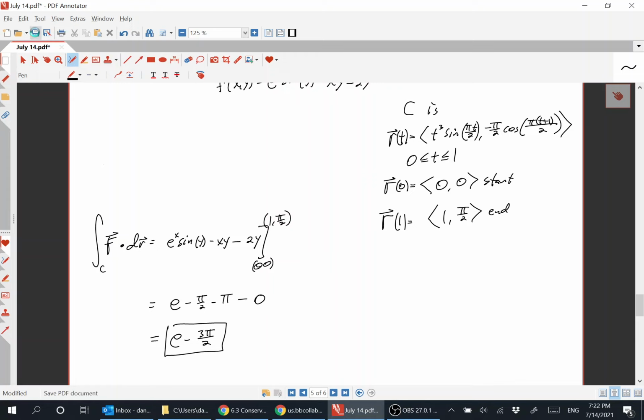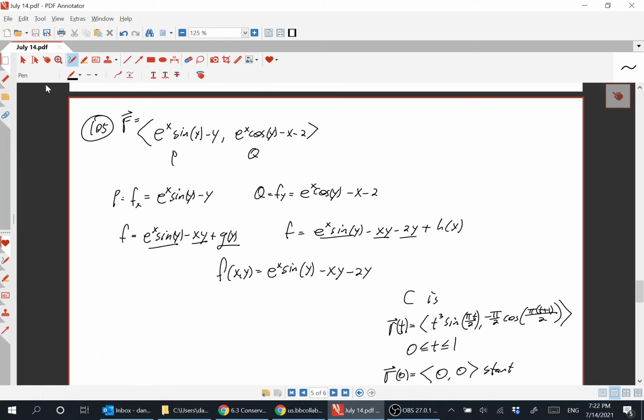So the fundamental theorem of calculus for line integrals, as long as you can apply it, might be the easiest way to go about doing a line integral calculation.